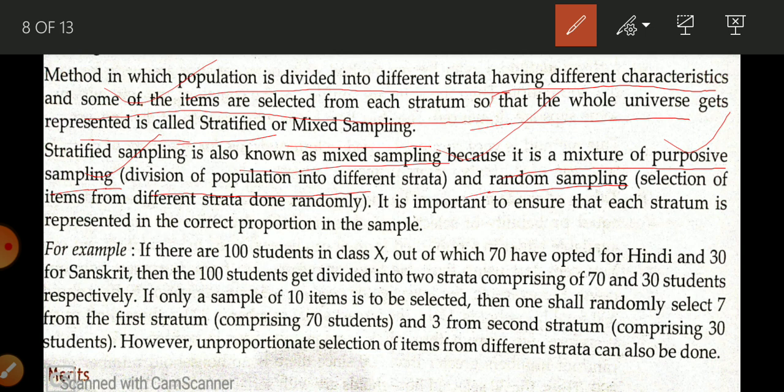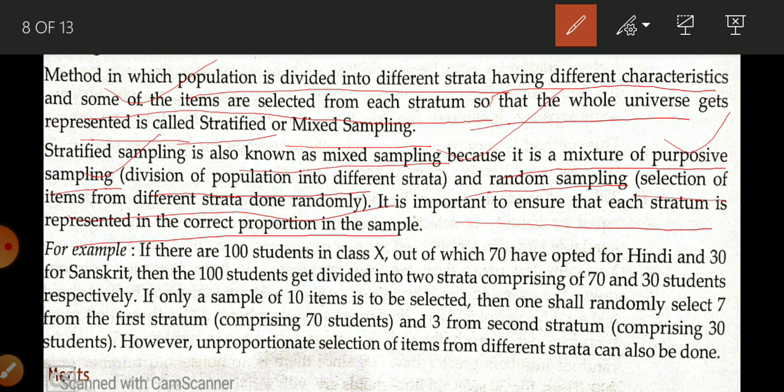When there is grouping of data, suppose he wants to select 10 students out of 100, so he is going to select 7 from A and 3 from B. These 7 and 3 can be selected on the basis of random sampling, by using the lottery method. It is important to ensure that each stratum is represented in the correct proportion in the sample.